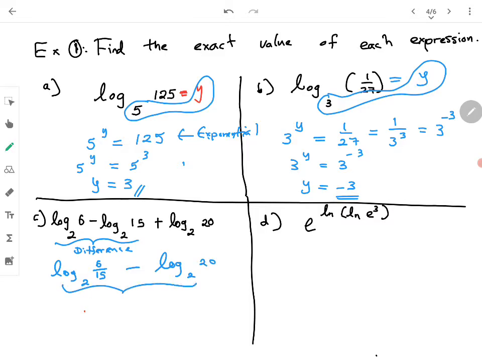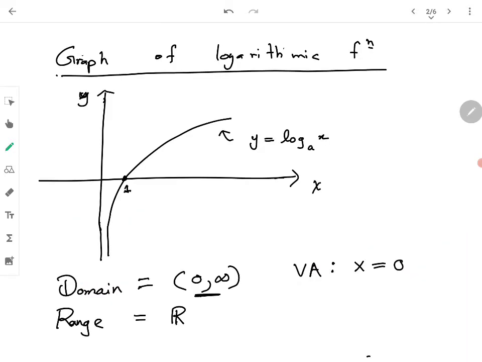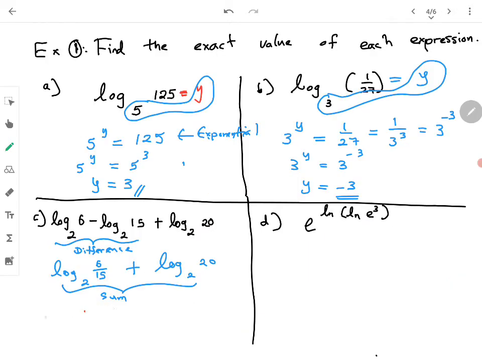Now combine these two terms. So this is a sum. So if you look at the laws, a sum can be written as a product. So these two can be combined into a single term with the product law. So 6 times 15 times 20. So that's the argument. So simplify this. Log 2, when you simplify, you get 8.